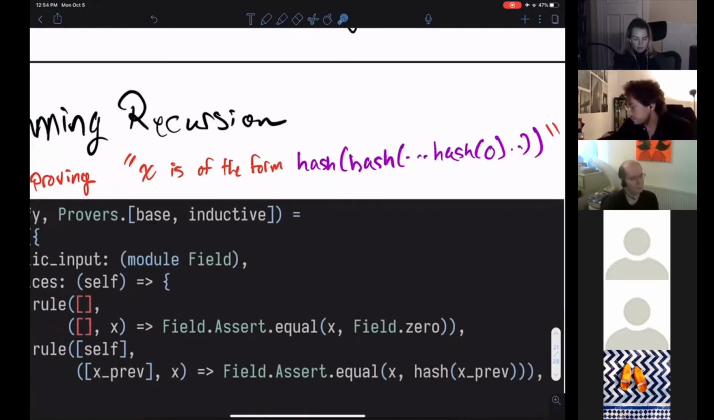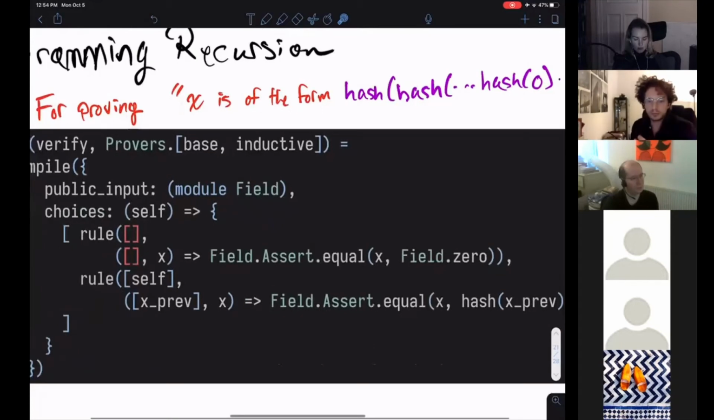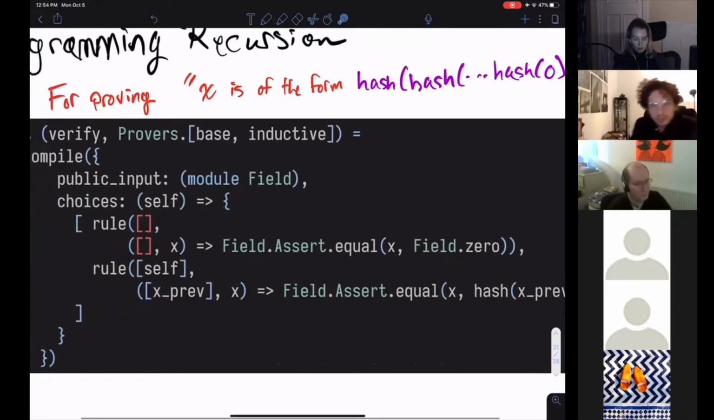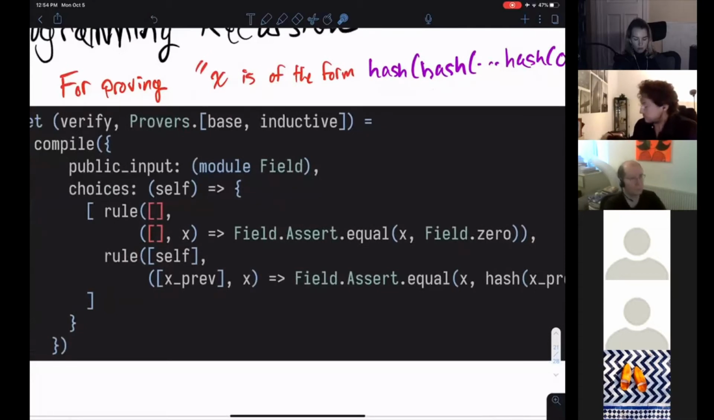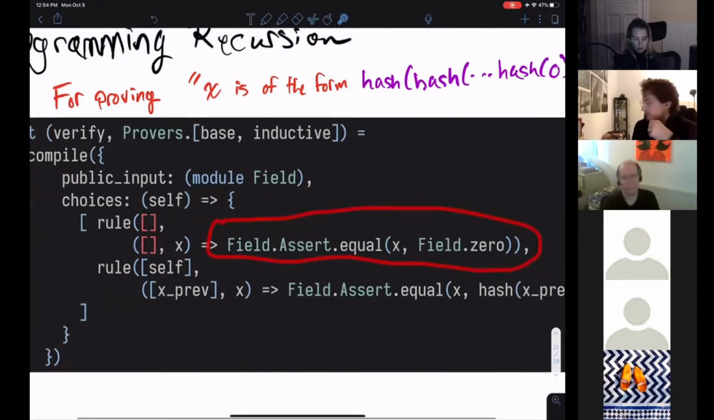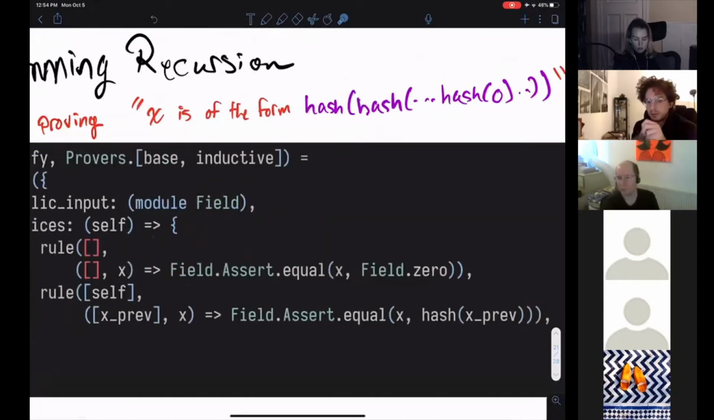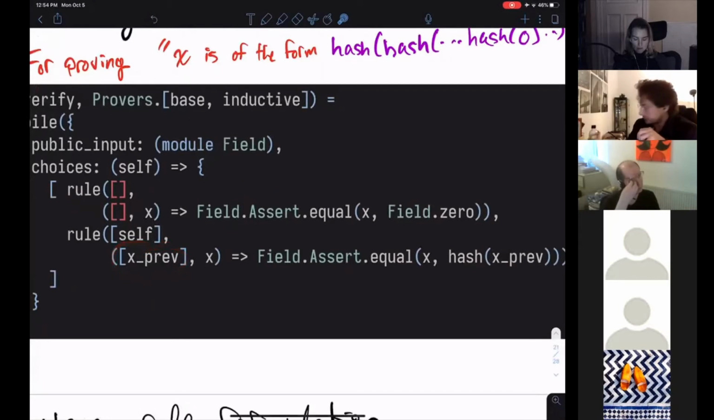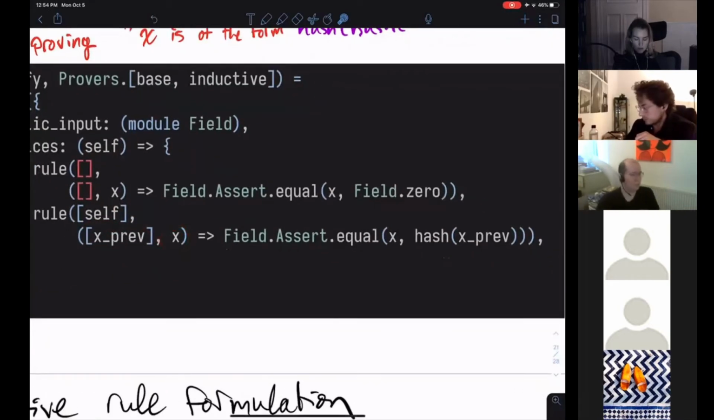We give basically a set of inductive rules, you could say. The first rule just says, okay, x is a public input, and x is of the correct form if it's equal to 0, right? Because then that's of this form with hashing 0 times. And then the second inductive rule says, okay, assuming that we have some x prev of this form, then x is of the correct form if x is equal to the hash of x prev. Okay, does this more or less make sense to people? Does that scan? Yeah.